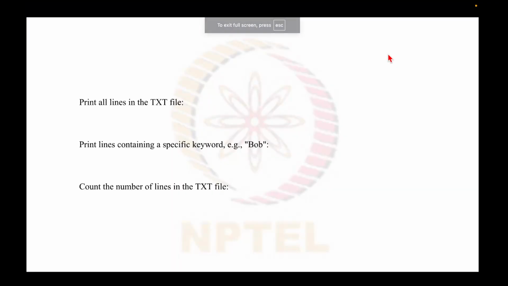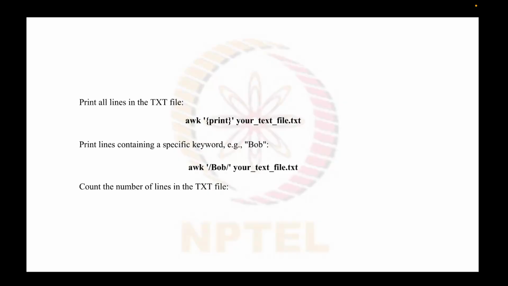So some of the text file manipulation codes I have given. To print all lines in a text file: awk, curly braces, print, and your text file.txt name. To print the lines containing a specific keyword, for example Bob: awk, pattern search for Bob, and your text file.txt. Even you can add the print command here, but by default when the pattern gets fetched, the default print command will work here.